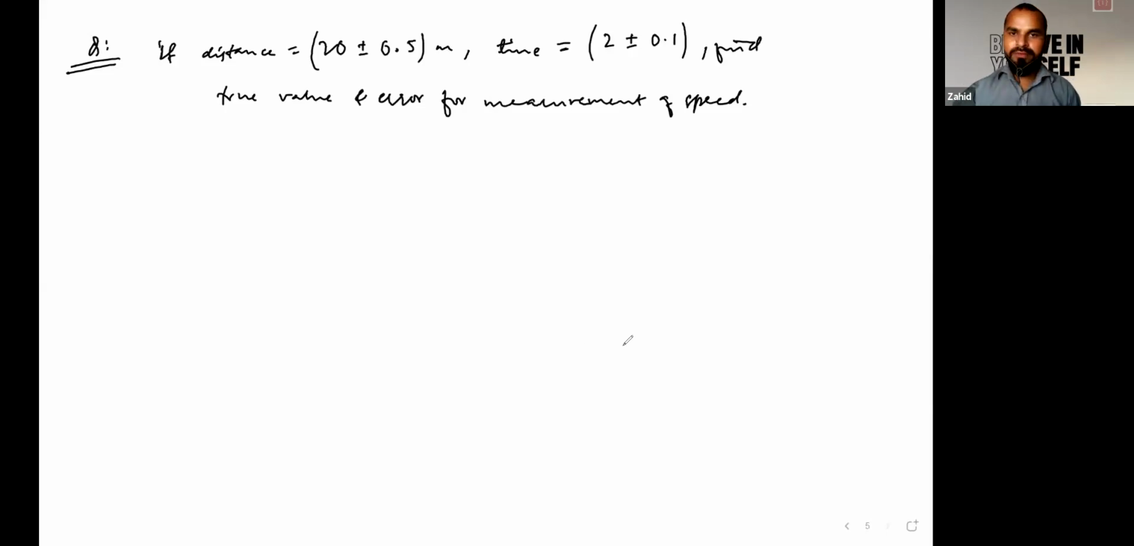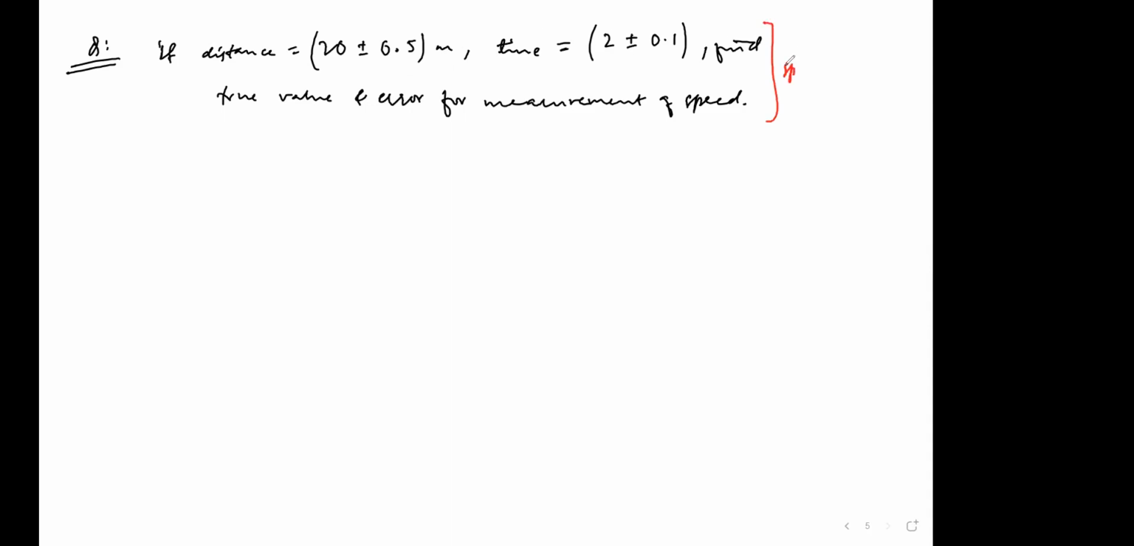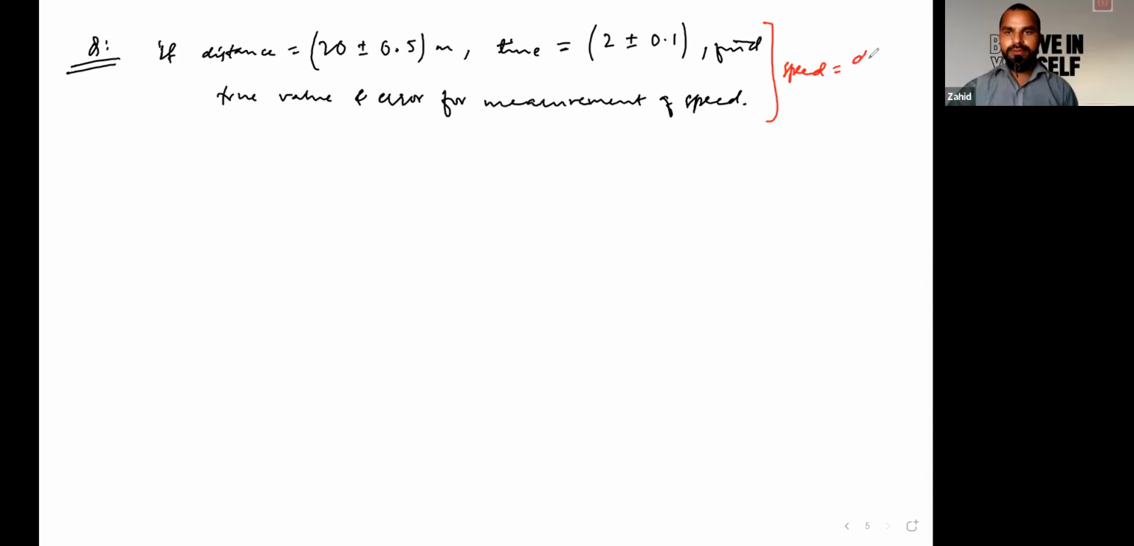I think you all know about speed and the formula relating these two terms. Speed is simply equal to distance divided by time taken. Just use the previously derived result and try to obtain these two different parts.